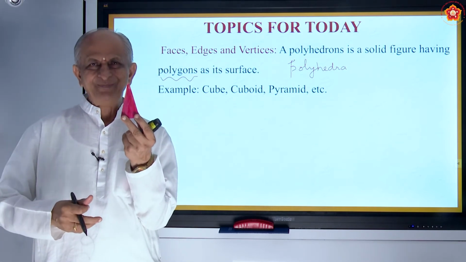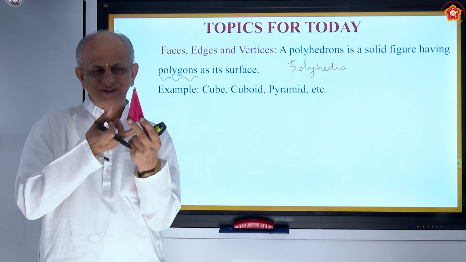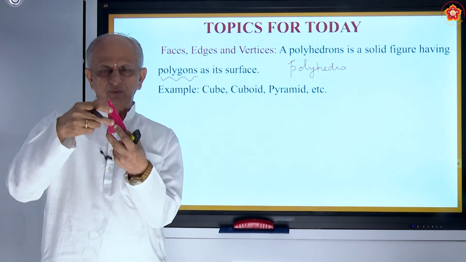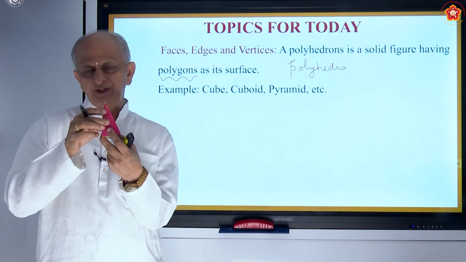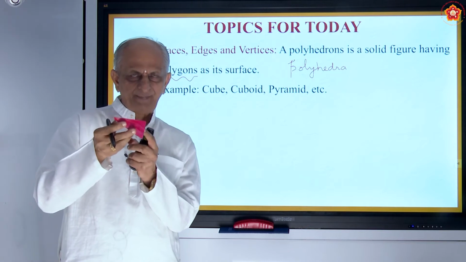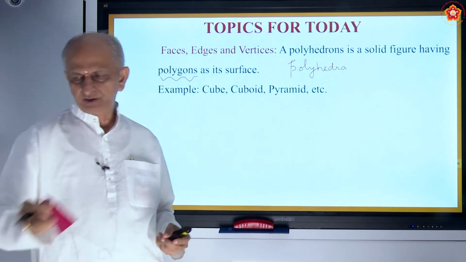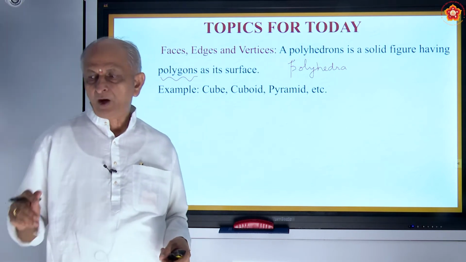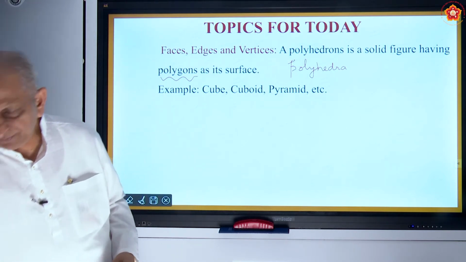This is a triangle based pyramid. Here there is one triangle, are you seeing? And 1, 2, 3 triangles surrounding it, the lateral surfaces. This is called the base. So this is called a polyhedron because it has polygons as its surfaces.